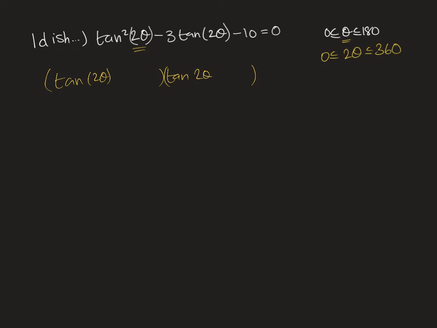And our 2 values that multiply to make negative 10 and add to make negative 3 are negative 5 and positive 2. So there are our 2 factors. Now if tan 2 theta take away 5 is equal to 0, then tan 2 theta is equal to positive 5. And if tan 2 theta add 2 is equal to 0, then tan 2 theta is equal to negative 2. And again, we need to solve both of these.